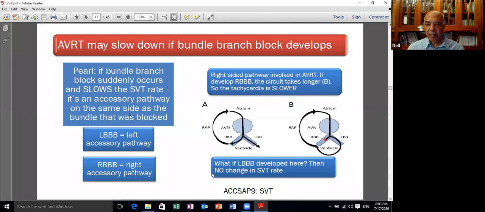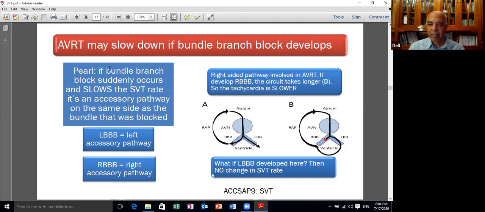One important pearl: if you have a supraventricular tachycardia that is short RP with the P wave falling in the ST segment, looks like an AV reentry tachycardia, and then the patient develops a bundle branch block aberration, and with the development of bundle branch block the tachycardia slows down, this tells you two things. Number one, that this is true AV reentry tachycardia. Number two, that the accessory pathway is on the same side as the blocked bundle branch.